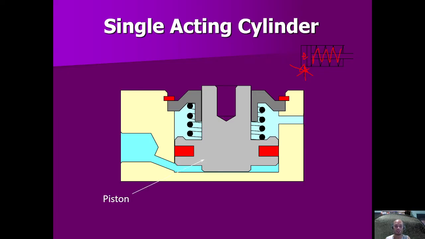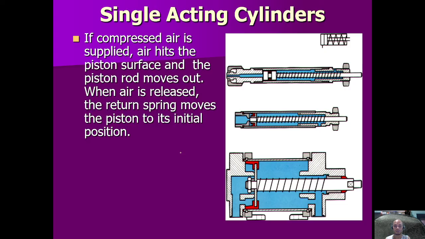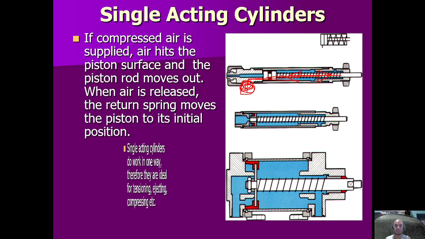So as you can see in the diagram also here, these are single acting cylinders. If there is pressure here, the piston will go to the right. But if there is no pressure here, the spring will put it back to its original position. So there is only one port to add pressure. So that is single acting.